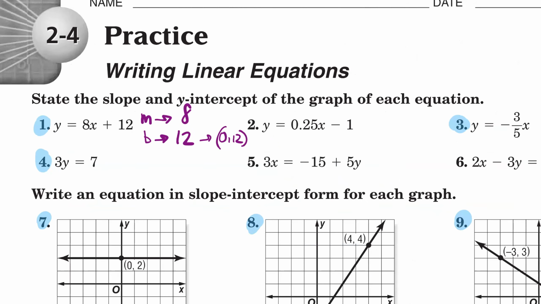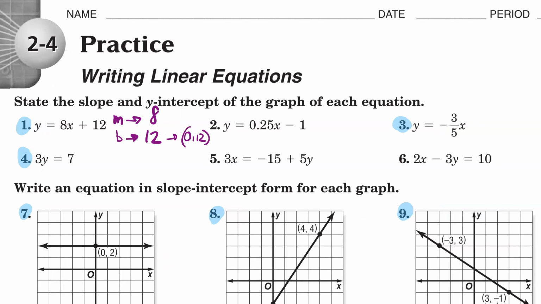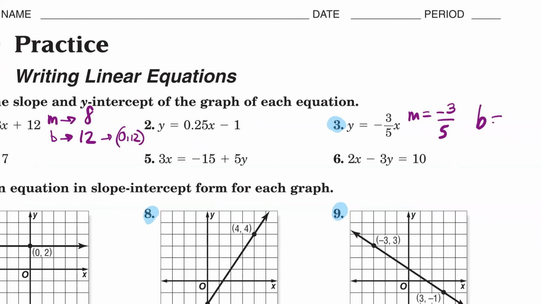What about number 3? Number 3. What is the slope going to be? Up 3, right? Close. So down 3 to the right by 5, because there's a negative sign. So that means go down. So our slope is -3/5, but what is our y-intercept? 0, because we weren't adding or subtracting any numbers. So y equals 0 now? Oh, b. b equals 0.